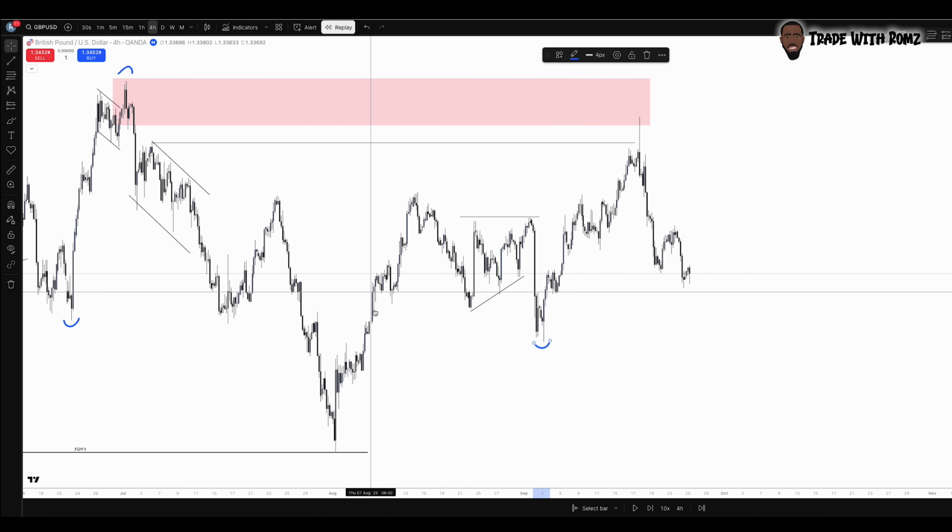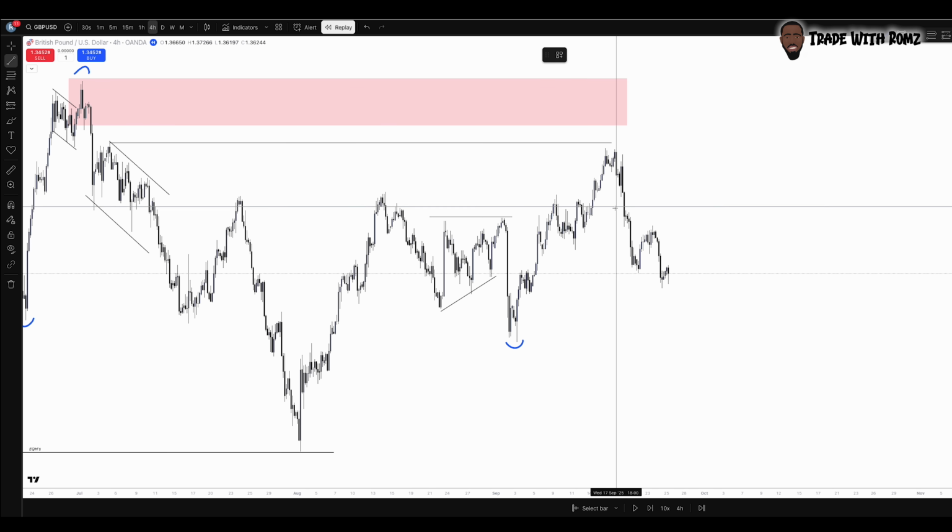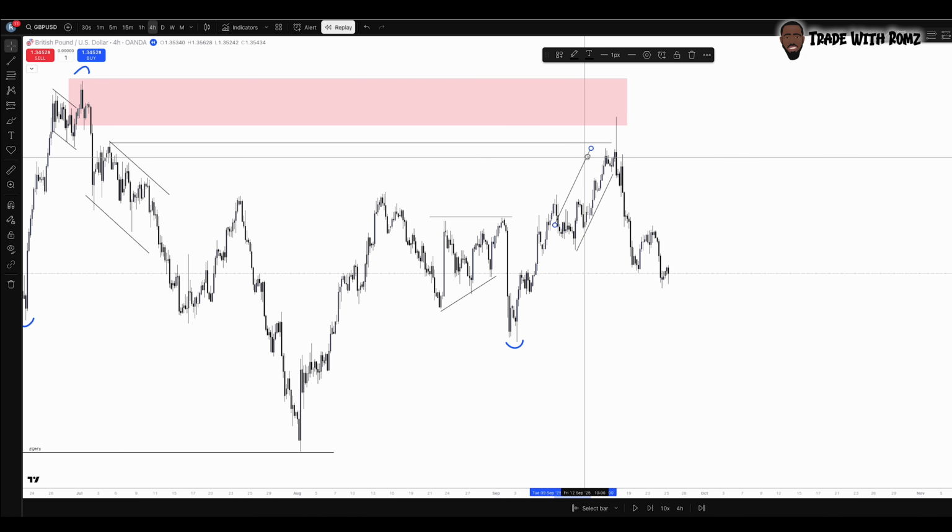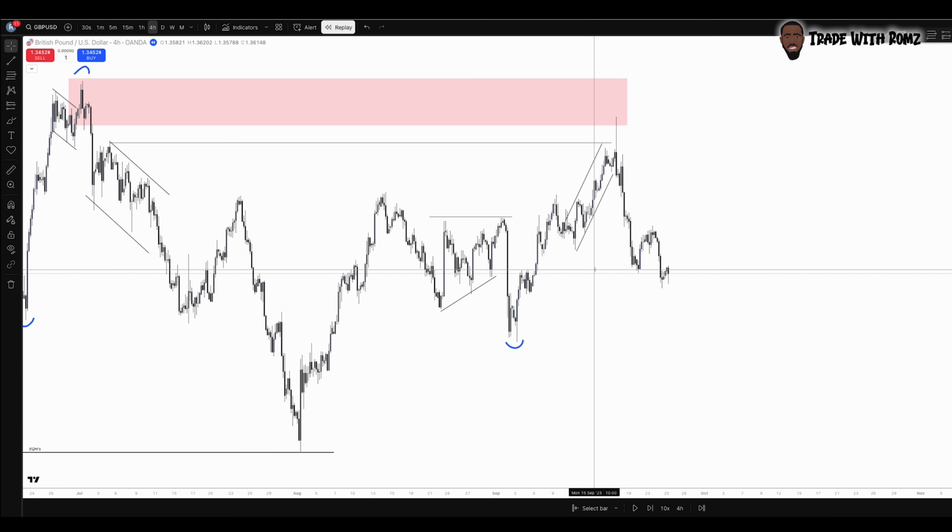Then price traded away, and as it did that, approaching this high, what price did was create a nice bullish channel into it and induced the high, inducing my trap high into the point of interest on a 4-hour time frame.